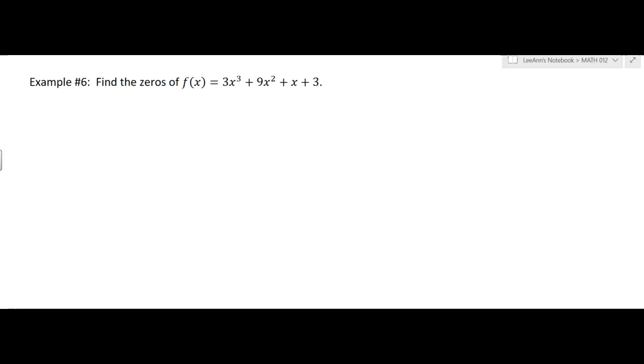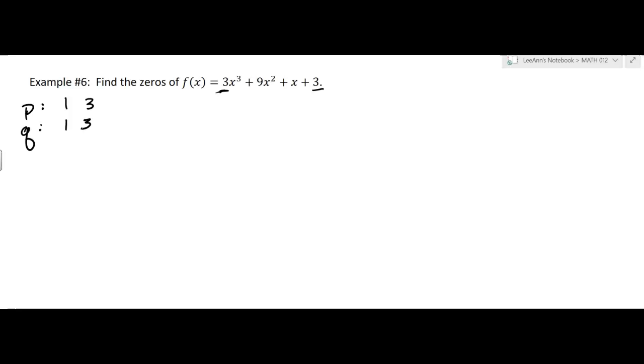So what do you do? Well, this is what you do. You start with the rational zero theorem. So you take P. The factors of 3 are 1 and 3. And then you take Q. The factors of Q, or the factors of 3, are 1 and 3.